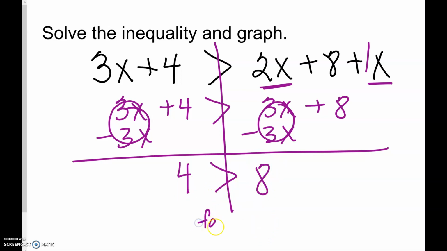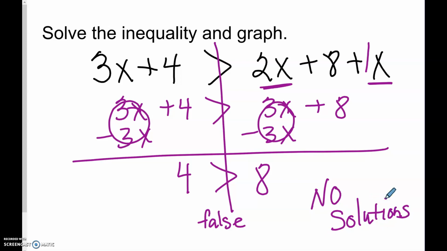This is a false statement, and because that's false, we are going to have no solutions. Because 4 is not bigger than 8. This is a false statement, so there's going to be no solutions.